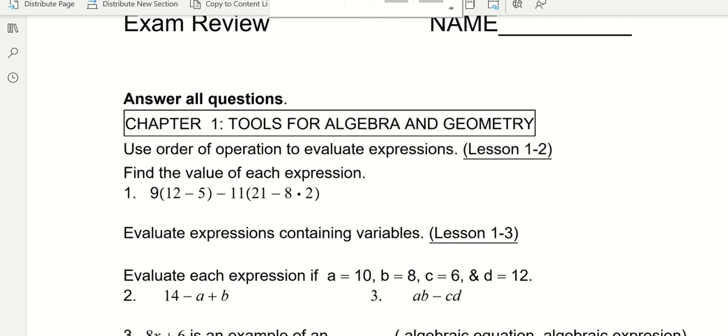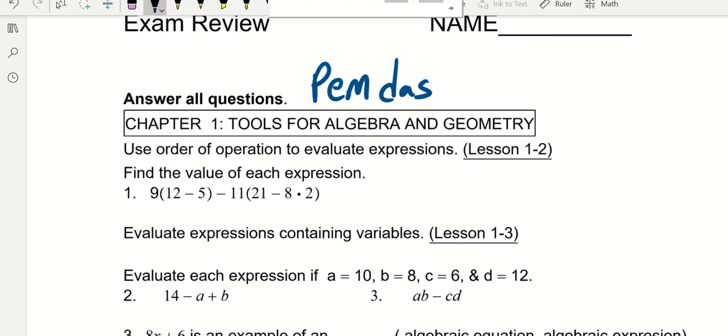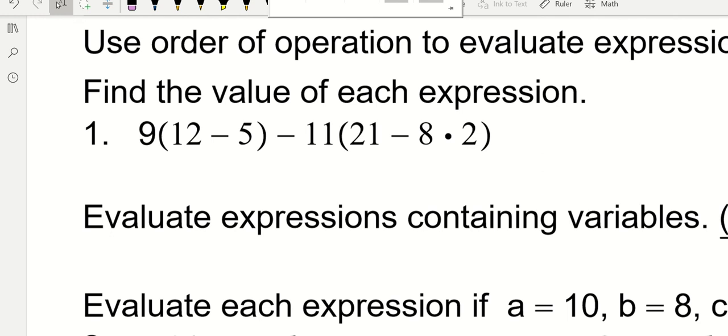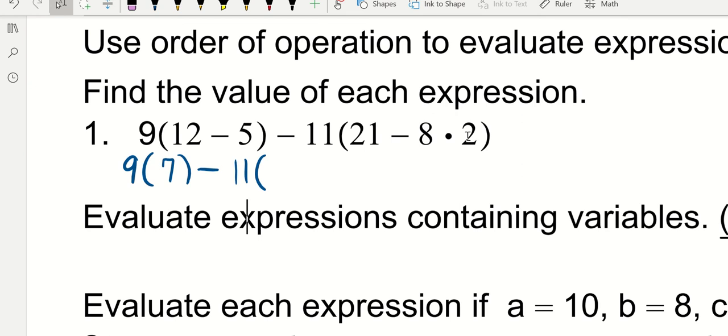We're going to use our order of operations. Remember, the order of operations is PEMDAS. Okay. And looking at this, we have parentheses. We're going to start with, so this is 9 multiplied by 12 minus 5 is going to give us 7 minus 11 parentheses. Okay, inside these parentheses we have subtraction, we have multiplication. We need to work the multiplication prior to the subtraction. So once you're inside parentheses, PEMDAS is still at play. We have to work multiplication before subtraction. So 21 minus 8 multiplied by 2 is 16.